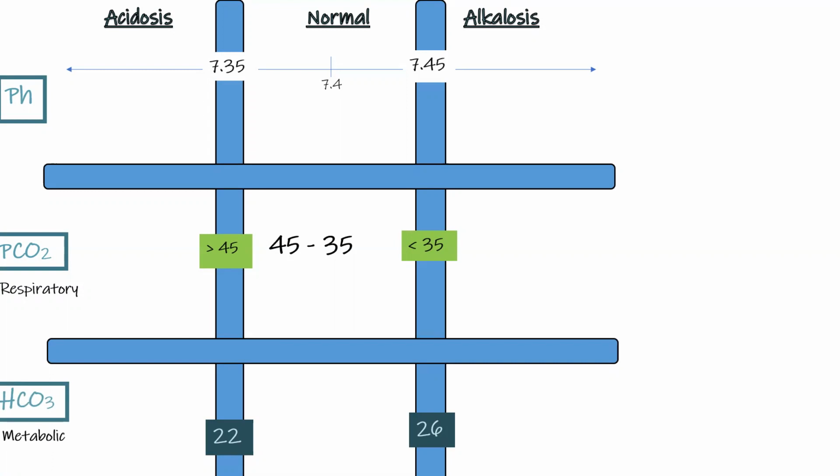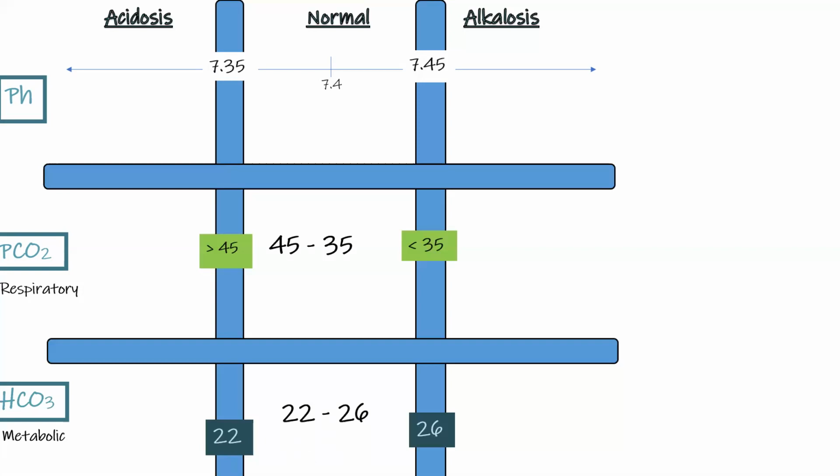Bicarbonate is a molecule representative of metabolic abnormalities or normalcy, and the ranges are from 22 to 26. Less than 22 might indicate a state of acidosis, and higher than 26 is associated with a state of alkalosis.